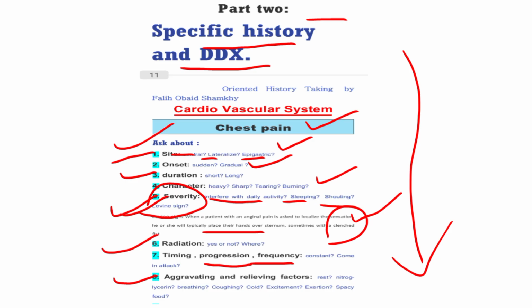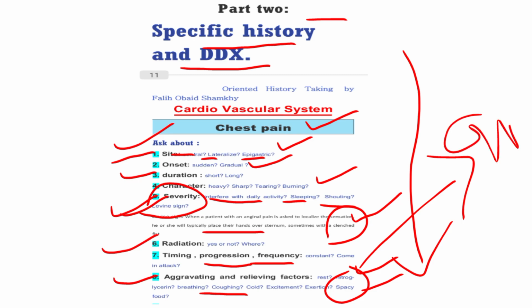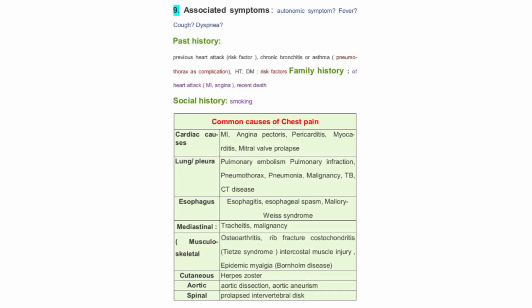Aggravating and relieving factors. If the pain increases at rest or decreases, nitroglycerin, breathing, coughing. In case of breathing, coughing, cold, excitation, exertion, pain increases or decreases. If there is spicy food intake and pain increases, it means it's of GI tract problem. These are the signs. These are the questions we will ask in case of chest pain.